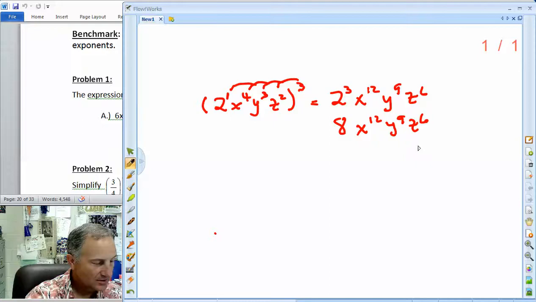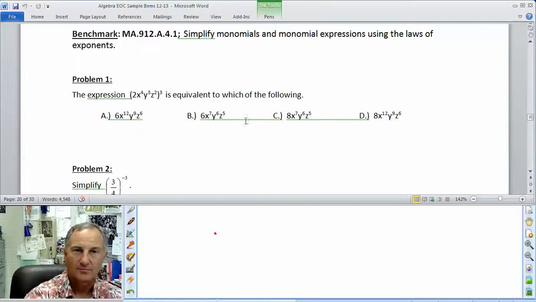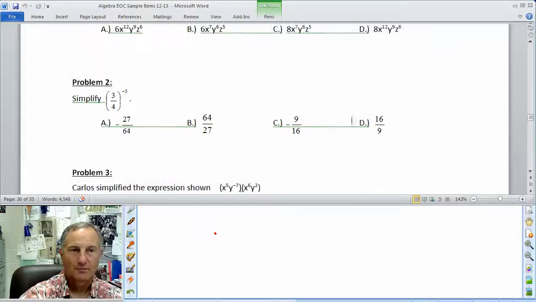And the question is, which is the equivalent expression? So which one has 8, x to the 12th, y to the 9th, z to the 6th? And there we go right there. It's answer D. Okay? Move right along. Problem 2.